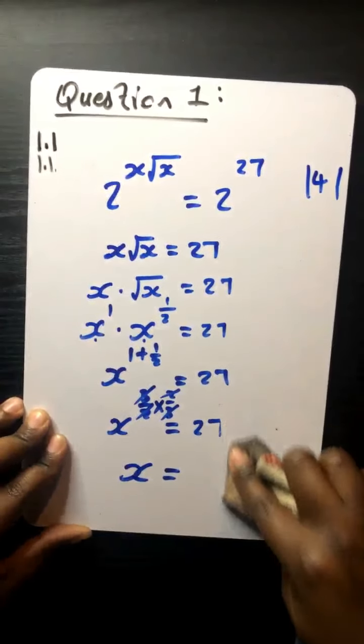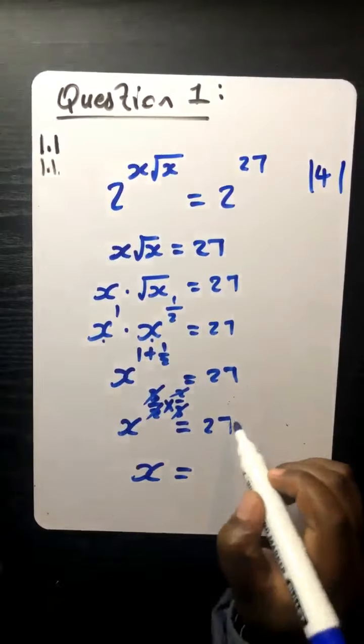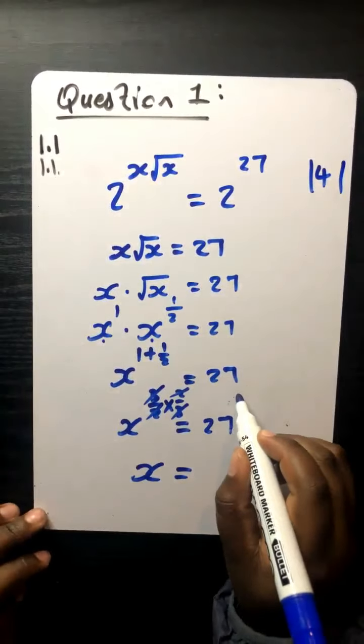So can someone just punch that on a calculator and tell me what are you getting there? So that means you punch in 27 to the exponent 2 over 3.